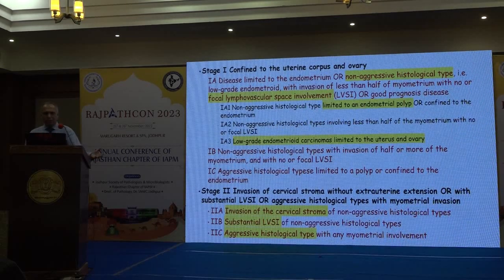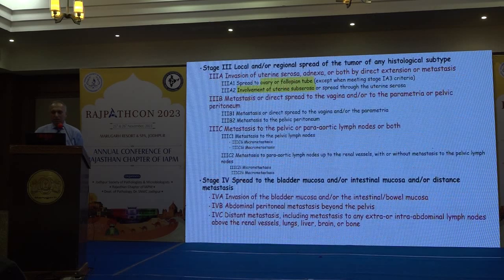I've highlighted some words. The next 2 slides show this classification, and what I've highlighted are the words which have been newly introduced. They have introduced the term non-aggressive histologic subtypes, terms like focal or substantial lymphovascular invasion, and low-grade endometrial carcinomas limited to both uterus and ovaries. I'll go into the details of these in the subsequent slides. Cervical stromal invasion has been better defined. I already talked about LVSI, and then they have used the term aggressive histologic subtypes. All these help in staging a disease.